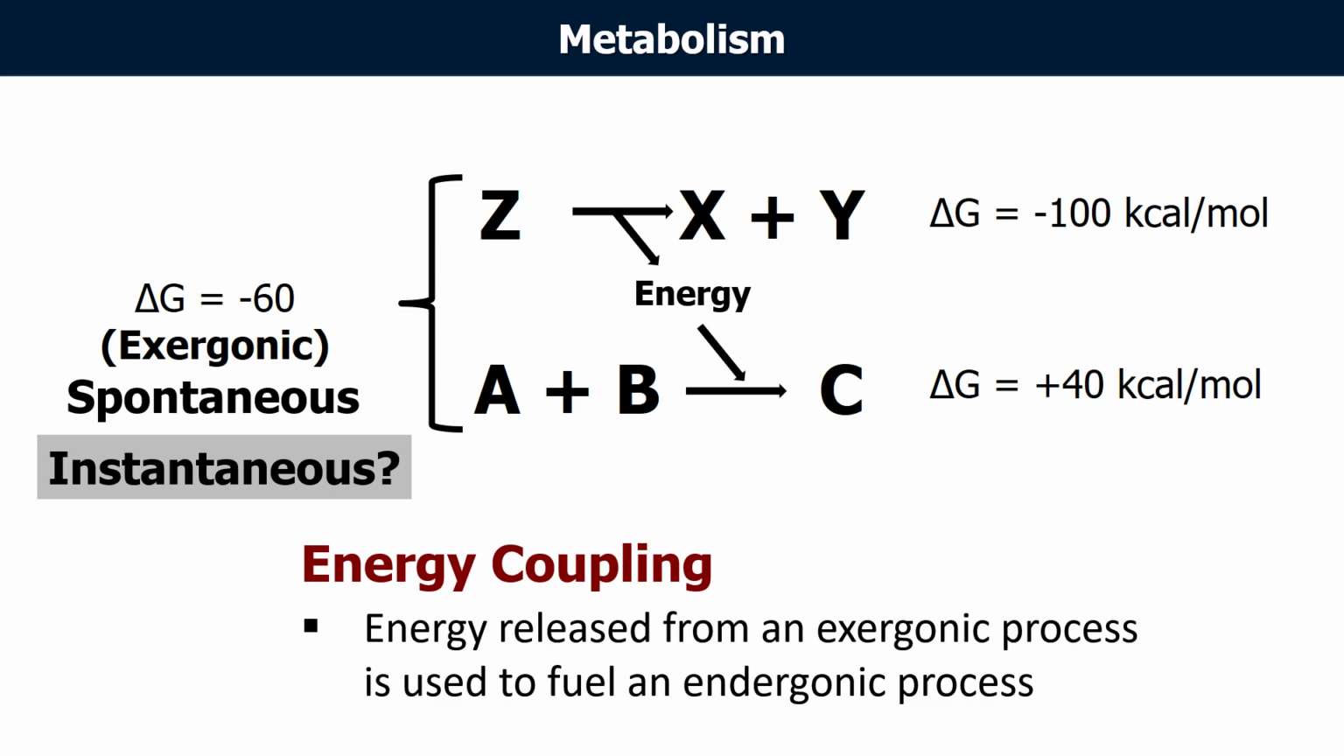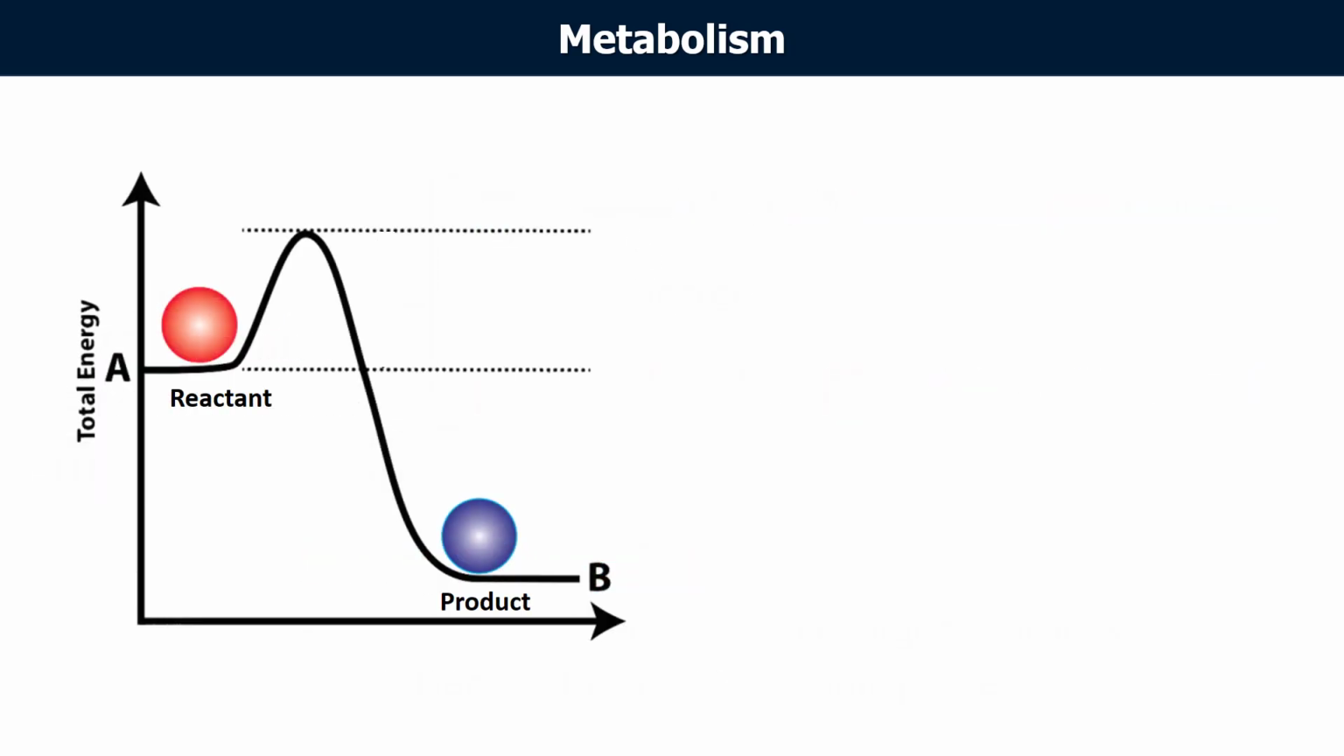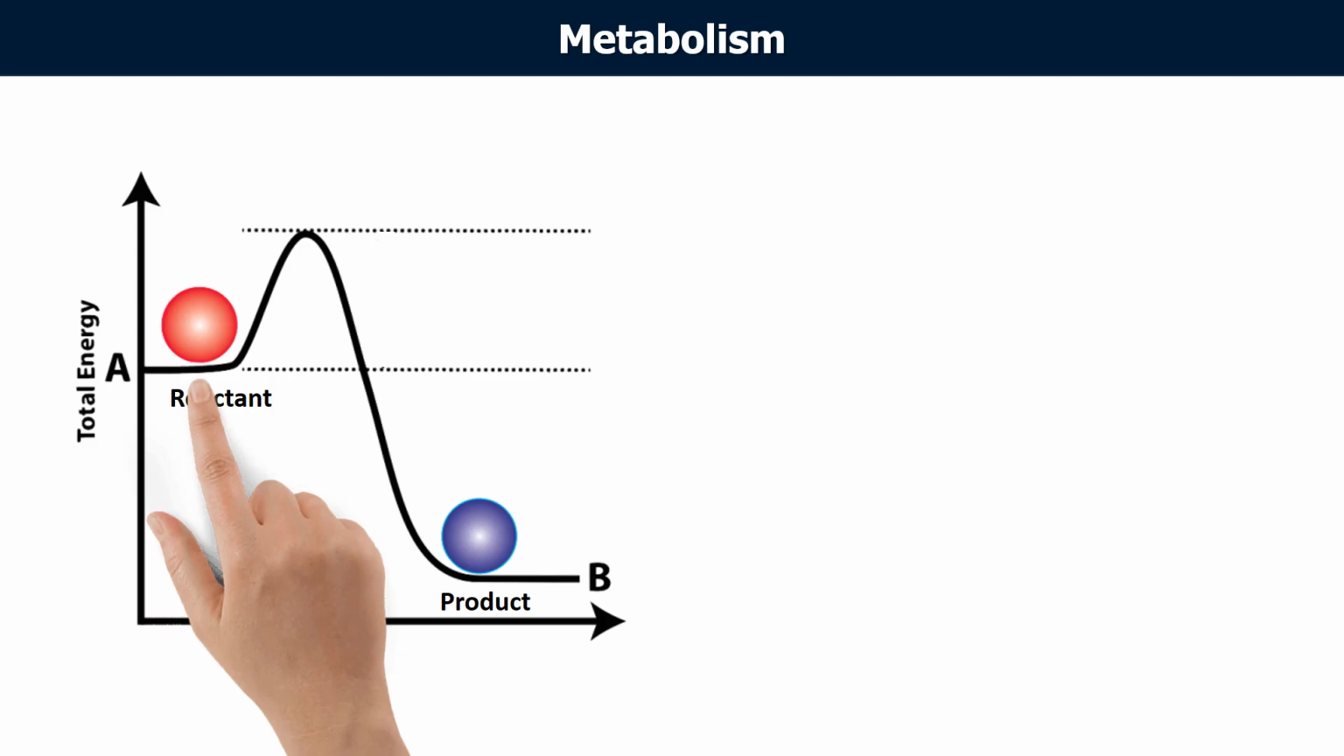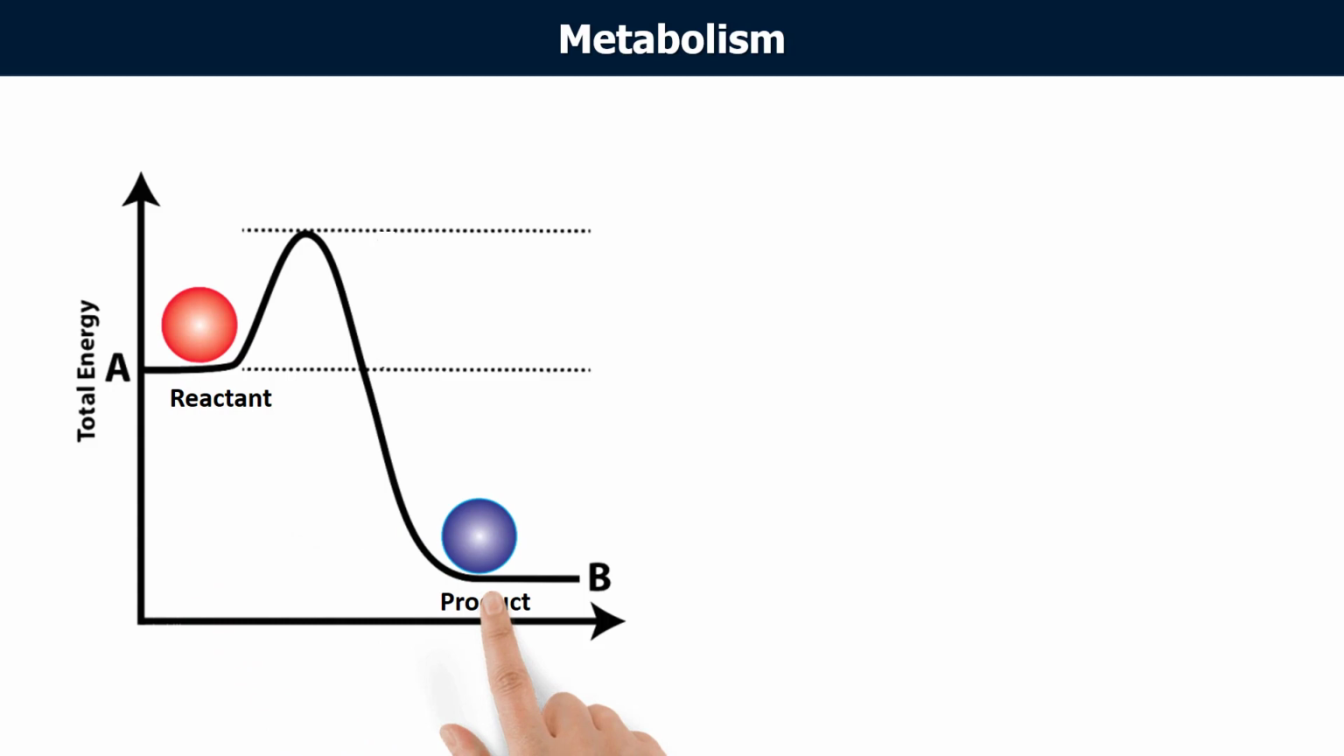So let's talk about how we would know if a reaction is instantaneous or not. So here is a graph that's plotting the change in energy as we go from reactants to products. And as you can see in this graph, the amount of energy that's invested in the reactions is up here, and the amount of energy in the product is down here. So we went down. That's ultimately a negative change in energy. So we know that this reaction is exergonic. We also know, therefore, this reaction is spontaneous.